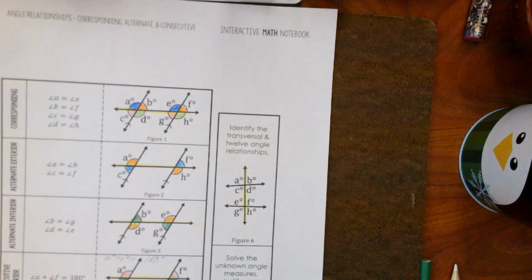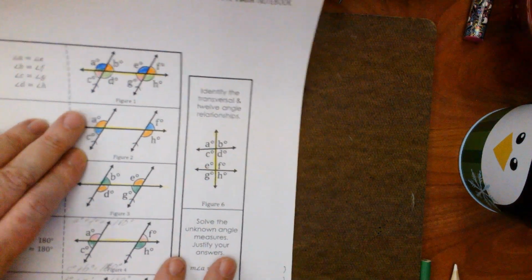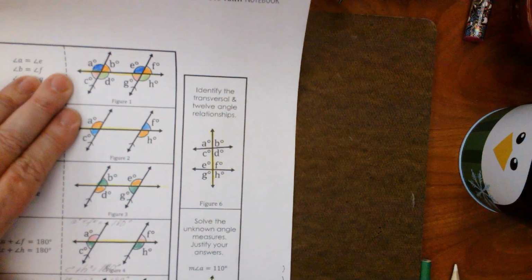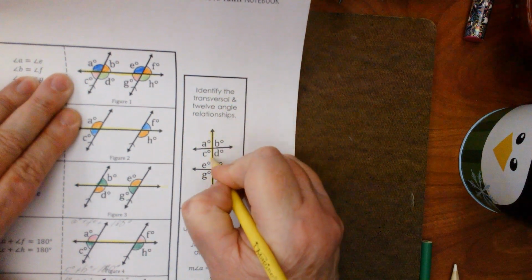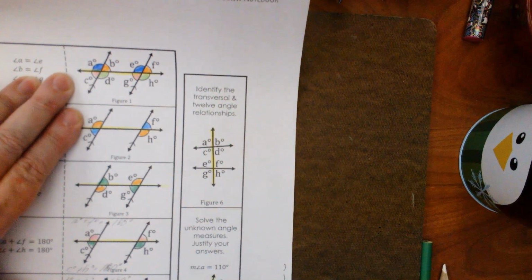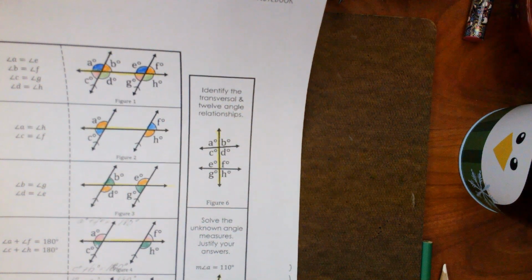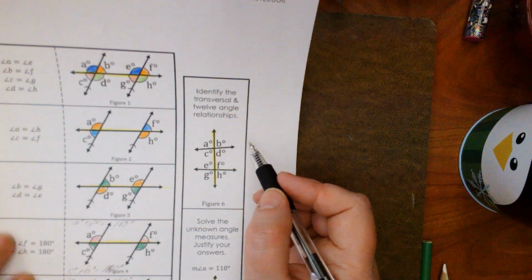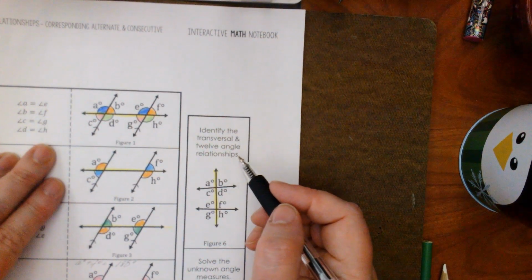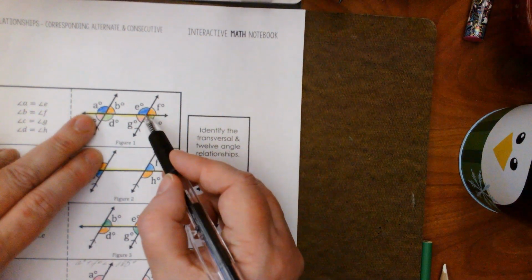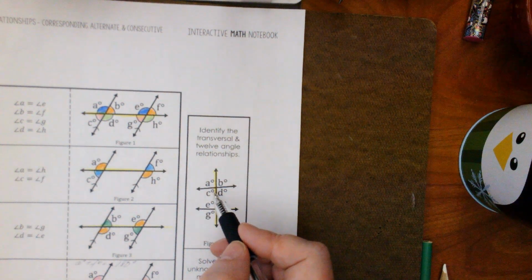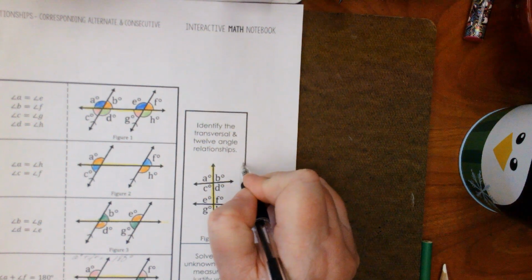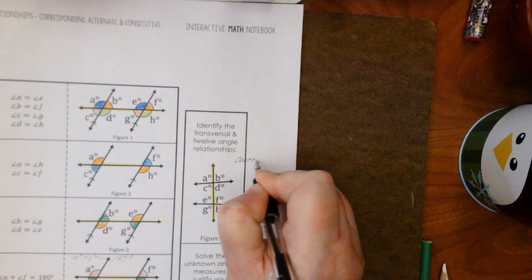Okay, now we're going to look at figure 6. Identify the transversal, which we did in yellow. That's the one that goes through the parallel lines. Now, what they want us to do is, what are the corresponding angles? So what do we learn over here? The corresponding A and E. So this would be, I'm going to put C, corresponding.